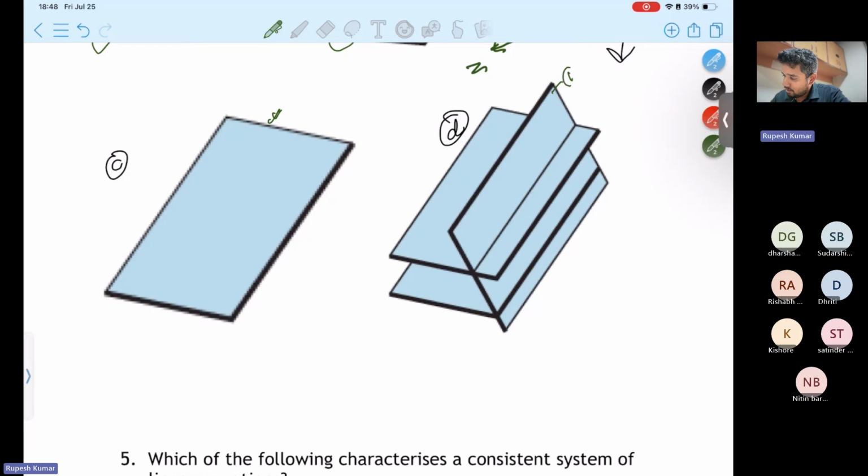Option D, you have three planes, right? So this is plane one, this is plane two, and this one is plane 3. Fine. Can you find a single point or a line that essentially passes through all three planes? Anyone? Can you?